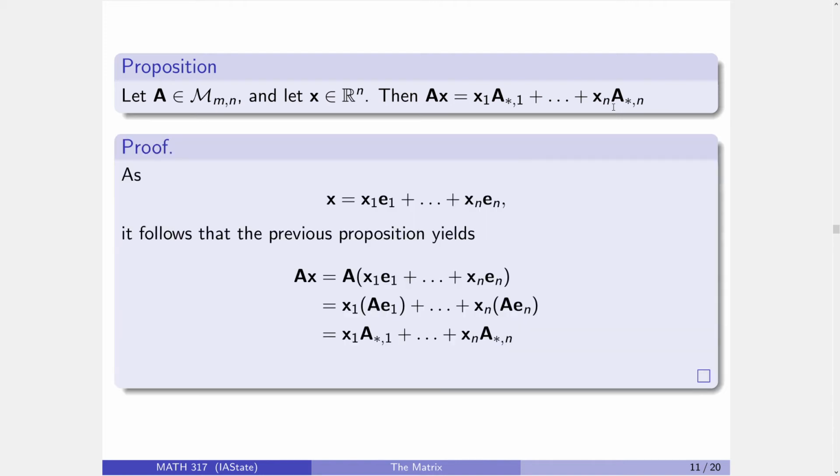Okay, and from the previous proposition, we have this, and also from a previous proposition, multiplying this by A. So note, matrix multiplication distributes across addition, and you can pull scalars out. So the proof's over.